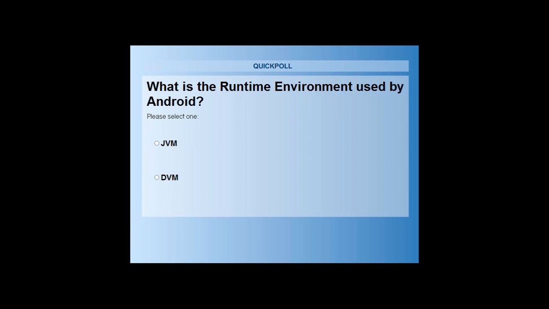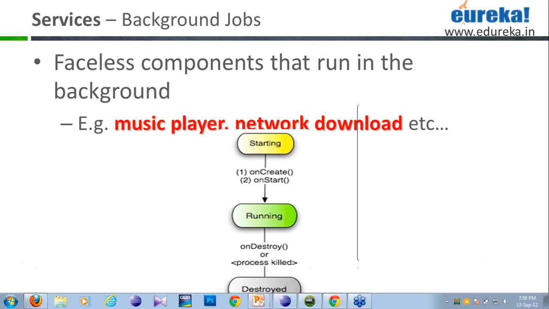Arun Kumar has asked me a question here. What is the expansion of DVM? It stands for Dalvik Virtual Machine. And for JVM, it is the Java Virtual Machine. I think I have just got the majority of the votes. Majority of the people have voted for JVM, which is not right. The correct answer is the Dalvik virtual machine. As I told you, the Java virtual machine is used for Java runtime applications. The DVM is just an optimized version of the JVM, which is actually optimized for mobile application development. I hope this is clear to all.